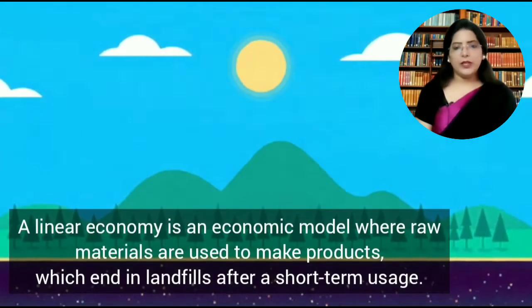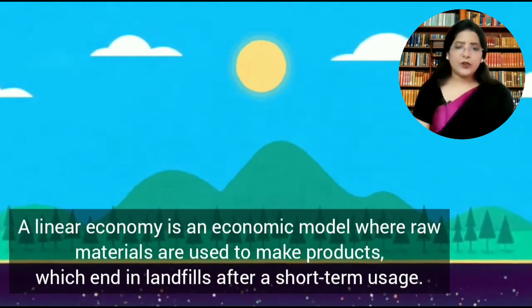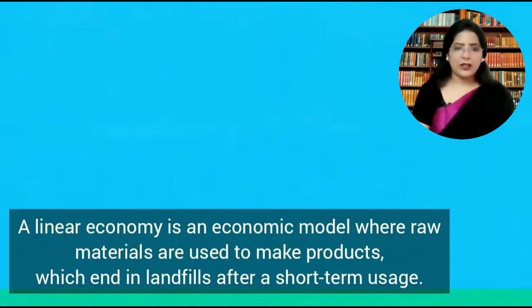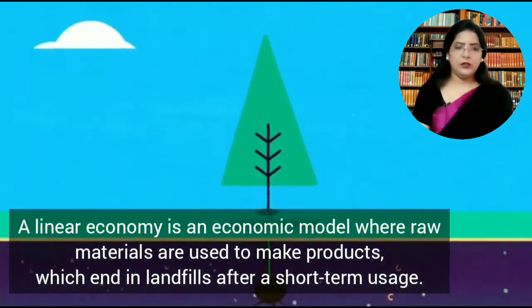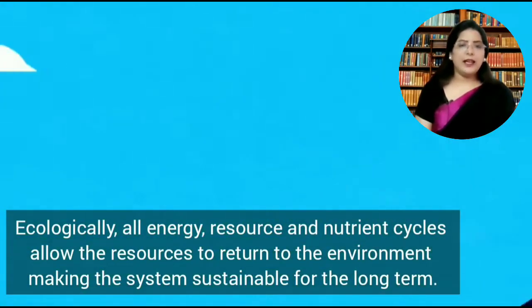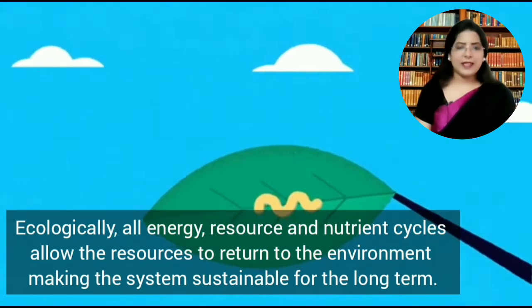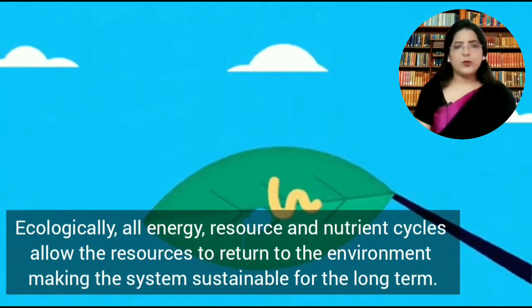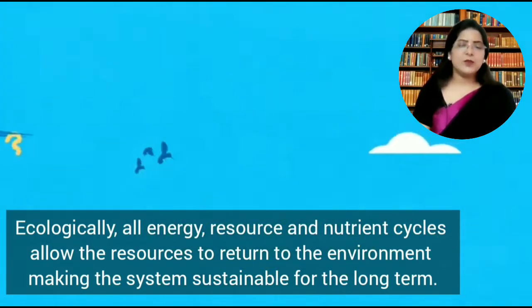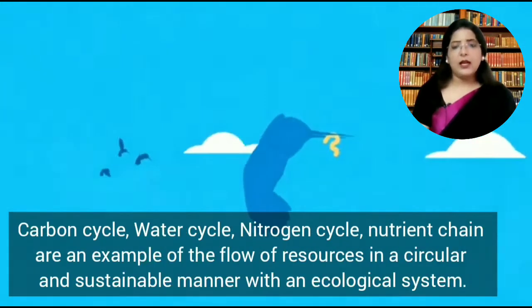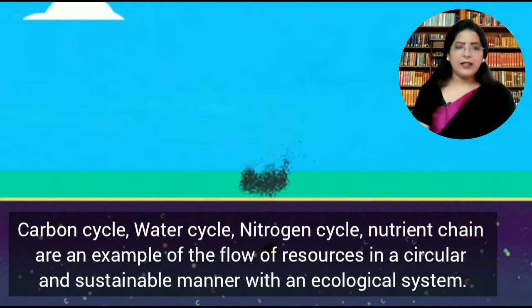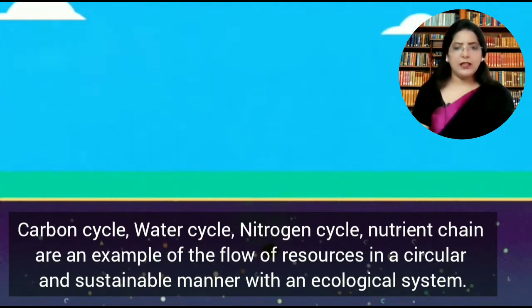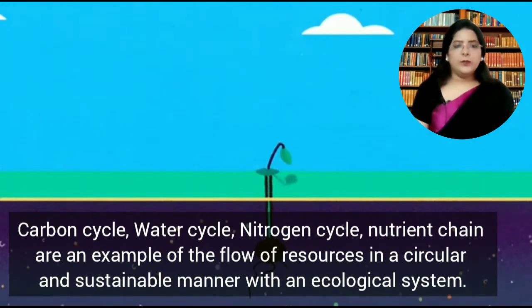A linear economy is an economic model where raw materials are used to make products which end in landfills after a short-term usage. Ecologically, all energy, resources, and nutrient cycles allow the resources to return to the environment, making the system sustainable for the long term. Carbon cycle, water and nitrogen cycle, and nutrient chains are examples of flow of resources in a circular and sustainable manner within an ecological system.